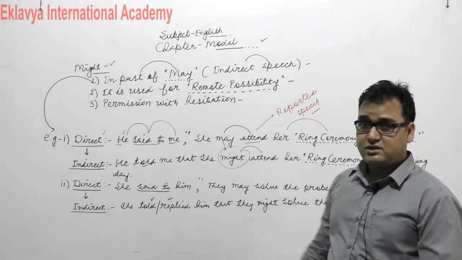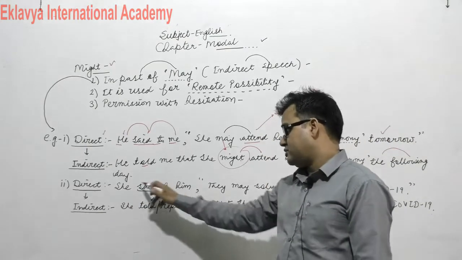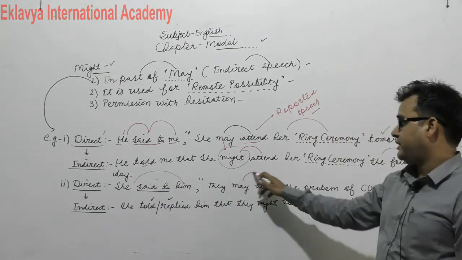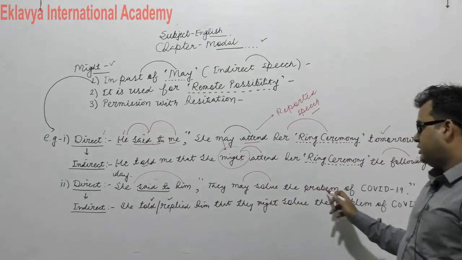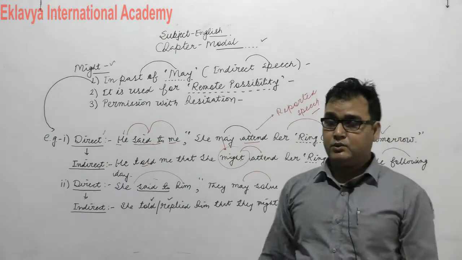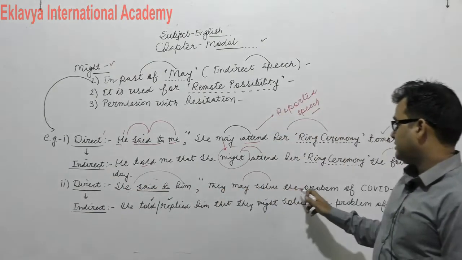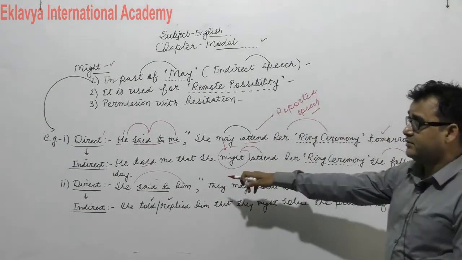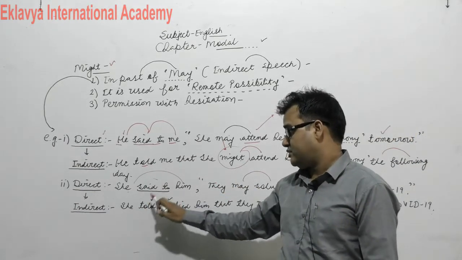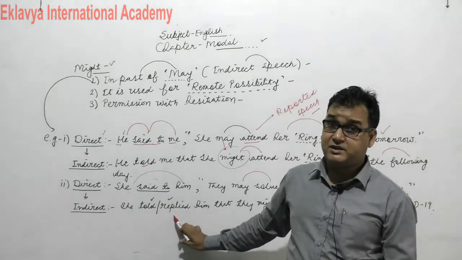Another example just to clear your concept, students. She said to him, they may solve, may plus first form, the problem of COVID-19. She said to him, they may solve the problem of COVID-19. The same example I have changed to indirect speech. She told. So either you can change said to told, or you can also change said to replied to. There is no problem. The given example is an assertive sentence.